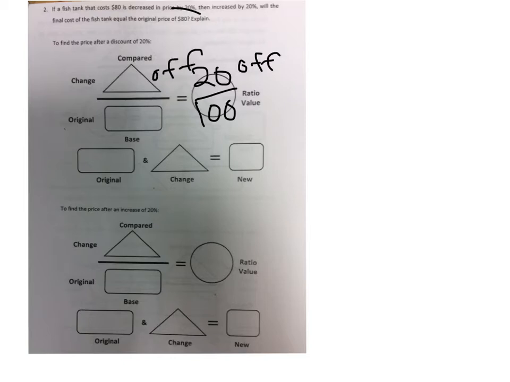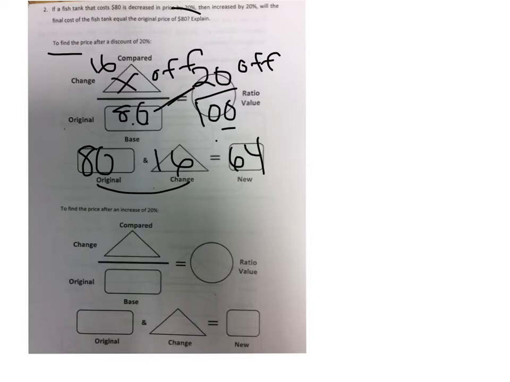The original fish tank is 80. So you can go ahead. You have your three numbers. You can multiply across. So you multiply the 80 times the 20. Divide by 100. And that answer is 16. But we are not looking for how much off. We're looking for the actual price after the discount. So if you started, the item was $80. We just figured out we'd get $16 off. We would have to subtract them, and you would have $64.